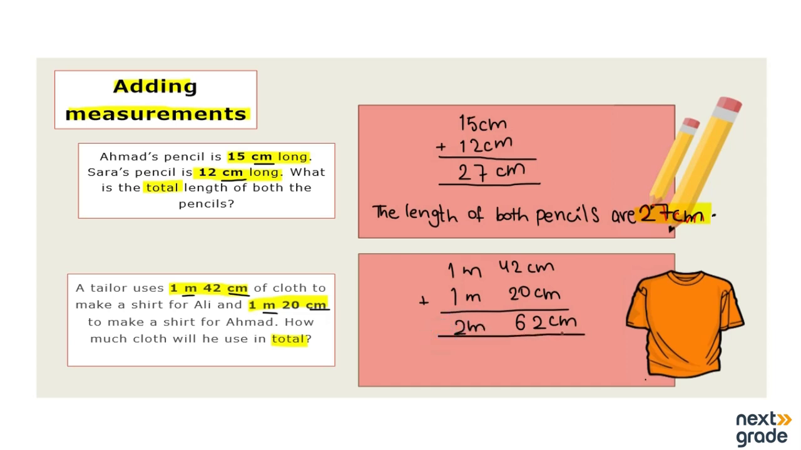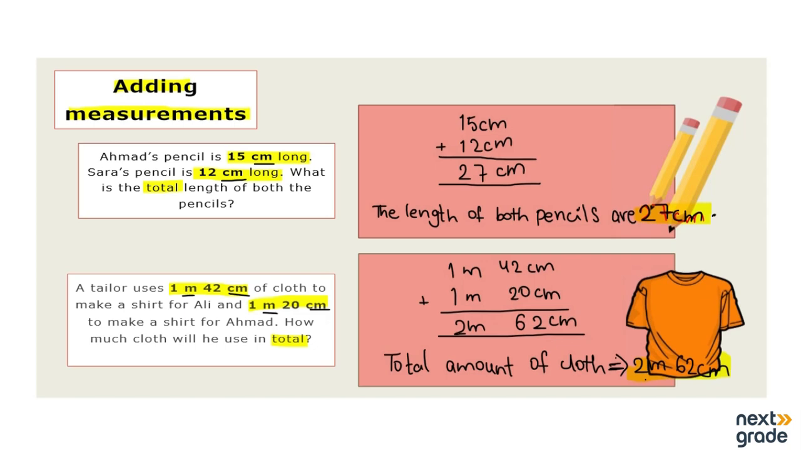तो इन टोटल दोनों शर्टों को बनाने के लिए टेलर को कितना क्लॉथ चाहिए होगा? The tailor will need 2 meter and 62 centimeter. ठीक है, तो हम लिखते हैं जी total amount of cloth, ठीक है, is 2 meter and 62 centimeter. ठीक है, let's highlight this as well. So this is your answer.